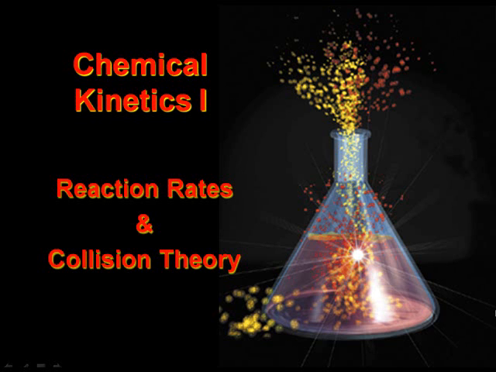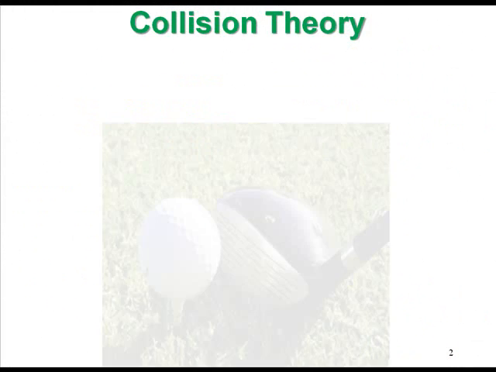Okay, let's take a look now at a new topic, which is referred to as chemical kinetics. Chemical kinetics has two parts to it: the idea of reaction rates and the idea of collision theory. Now, we're actually going to work with these two in a different direction. We're going to start with the collision theory and then take a look at the rate reactions happen at.